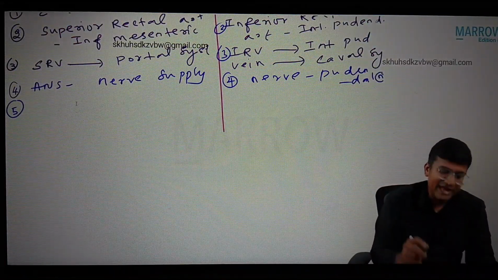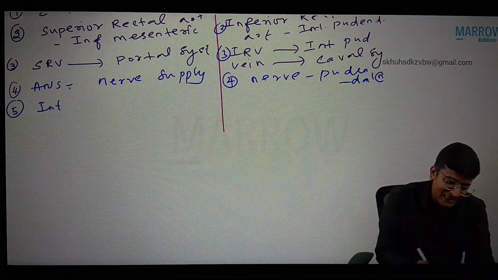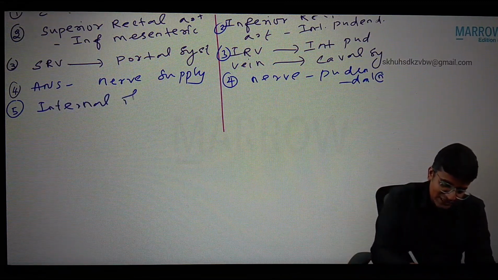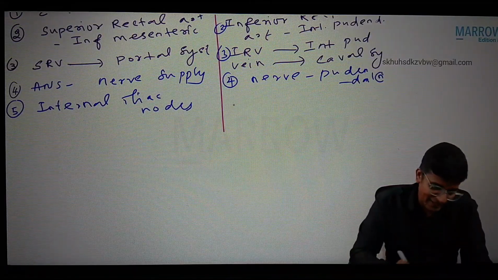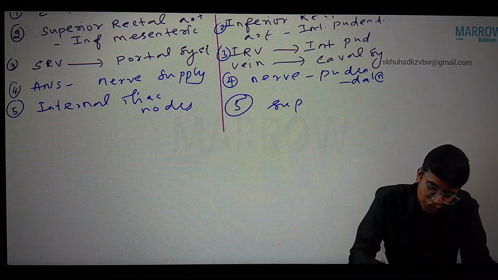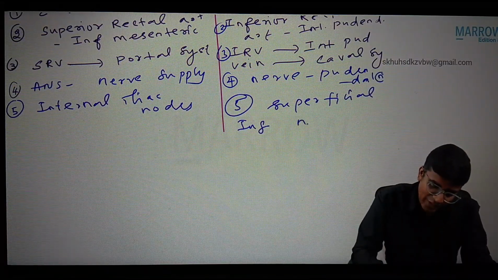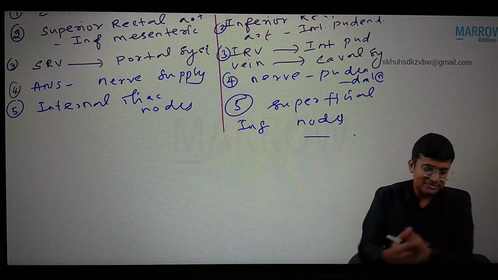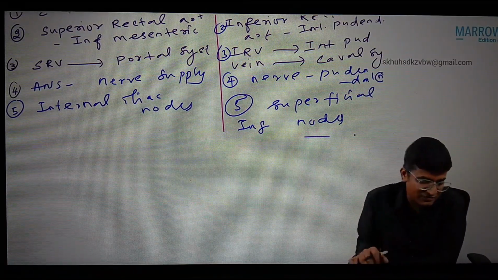The lymphatic drainage: the area above the pectinate line drains into the internal iliac nodes, whereas the area below the pectinate line drains into the superficial inguinal nodes. So in every aspect, the upper part and the lower part of the anal canal are different.